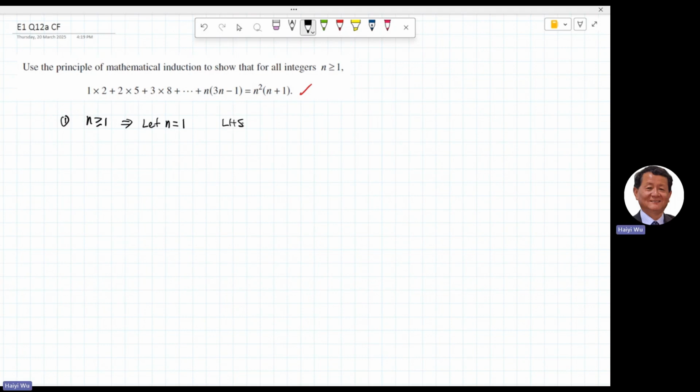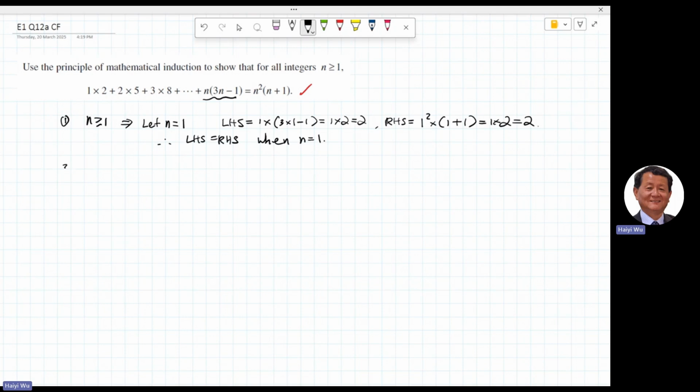Then we can check whether left equals right. The left-hand side, with n as 1, we substitute into 3 times 1 minus 1. So it'll be 1 times 2, which is 2. Then we do the right-hand side using the 1. Replace n, so 1 squared times 1 plus 1. So it'll be the same as the left-hand side. Therefore, left equals right when n equals 1. So that's the proof.